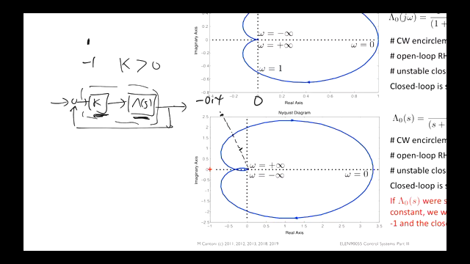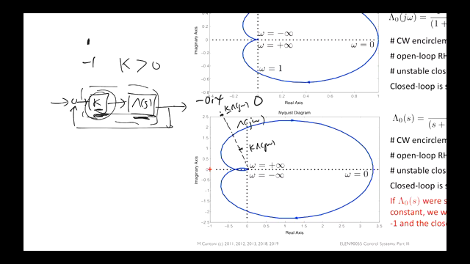So if this is lambda at j omega, then this will be k lambda j omega for k bigger than 1, and this would be k lambda j omega for k less than 1. It just moves along the ray, because the phase of k is 0, so it doesn't change the phase. So multiplying lambda by a constant gain just stretches or shrinks the Nyquist plot without rotating it at all in the complex plane. It stretches it out if the gain is bigger than 1 and shrinks it if the gain is less than 1.